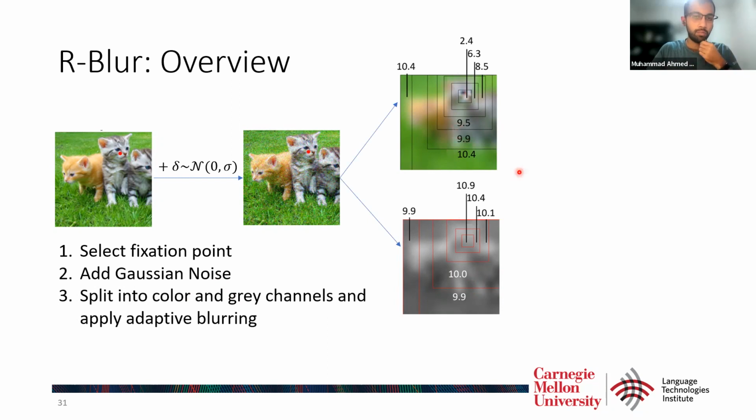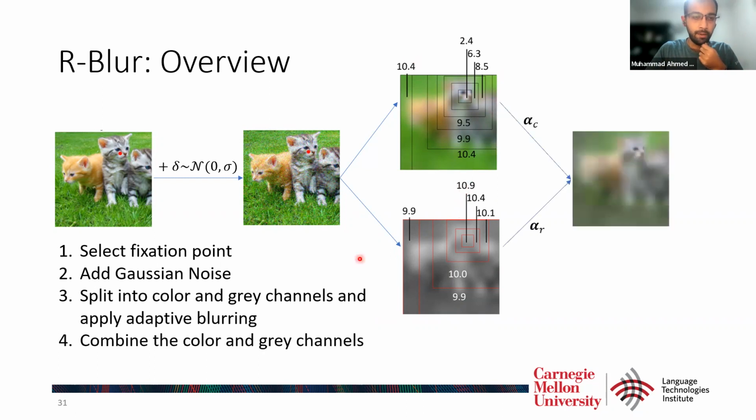So this color image corresponds to what's seen by the cones. And then we perform adaptive blurring on these images. By adaptive blurring, we mean that the area near the fixation point, that's this nose of the cat here, is not as blurry as the regions further away from it. So these boxes represent different regions. The numbers here represent the strength of the blurring applied. So it gets progressively blurrier. And then we combine the gray and color channels into the final image.